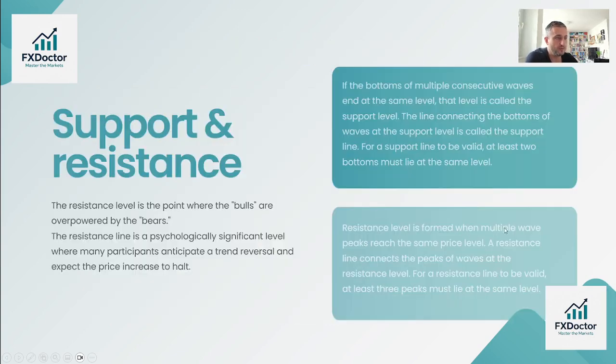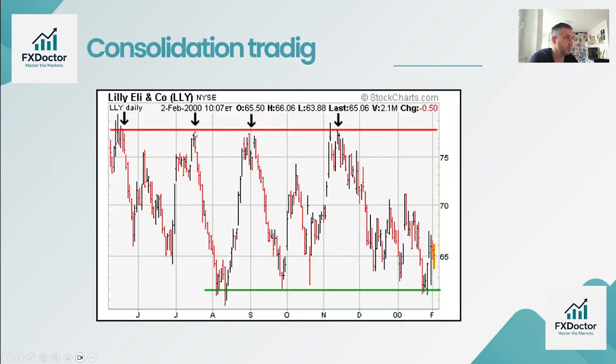Resistance level is formed when multiple wave peaks reach the same price level. A resistance line connects the peaks of waves at the resistance level. For a resistance line to be valid, at least three peaks must lie at the same level. At least two, this is a mistake. At least two, like this. One, two. You can sell here, sell here, sell here, and that's it.